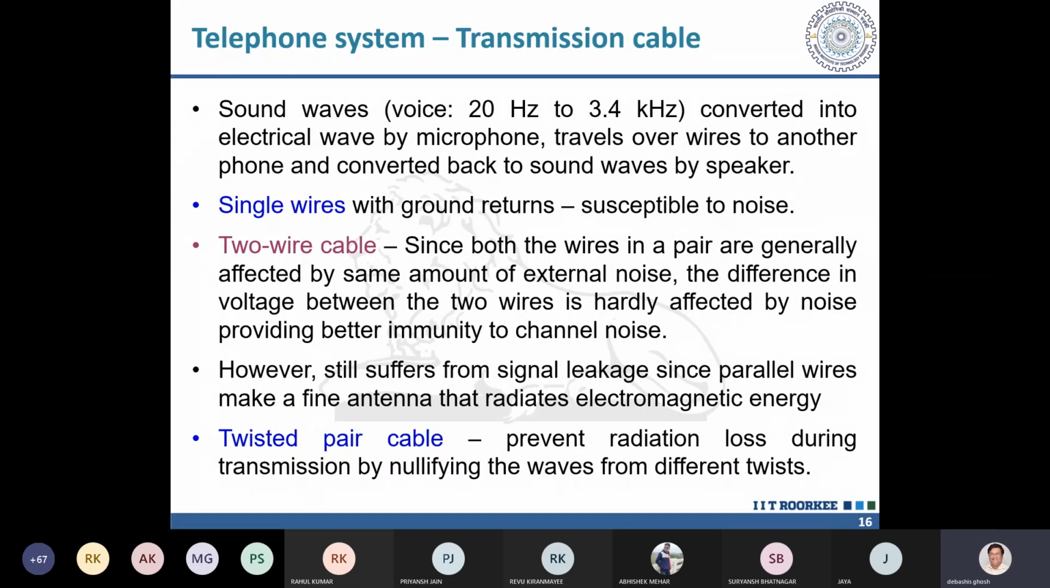What you're transmitting, you are basically converting the sound wave to an electrical wave, an electrical signal. And since the sound wave itself is 20 hertz to 3.4 kilohertz, the corresponding electrical signal will also have the same frequency. It is just how you convert the form of the waveform. Sound wave has sound energy. It propagates through some medium.